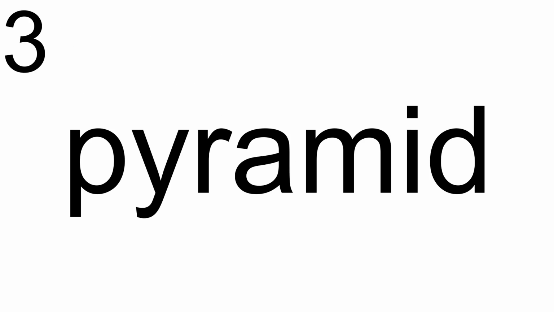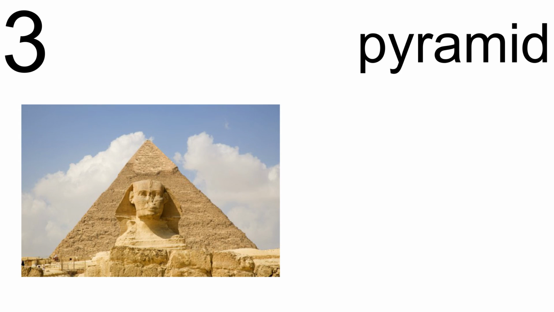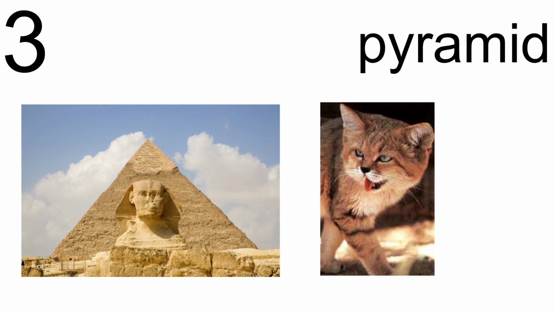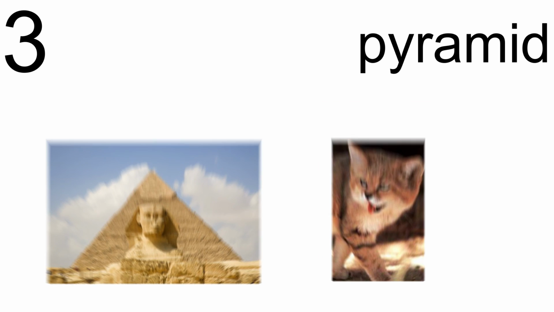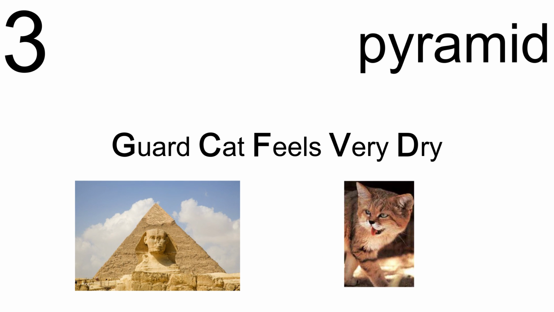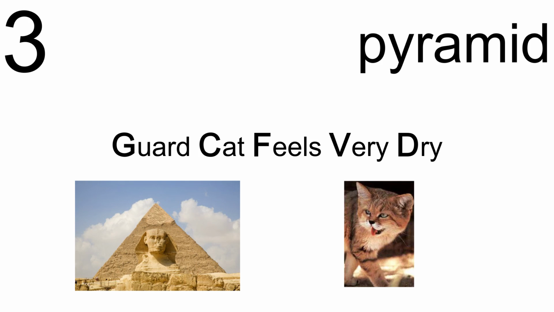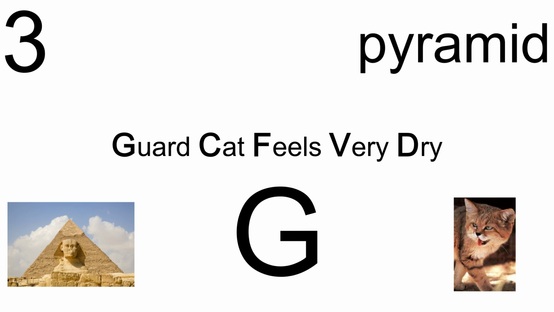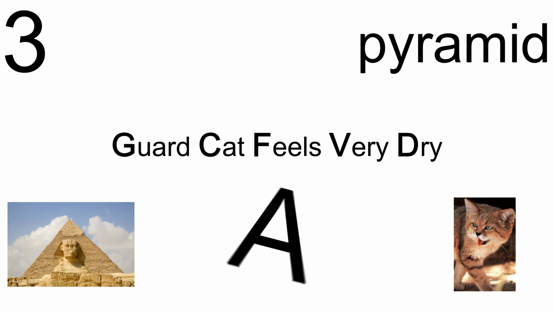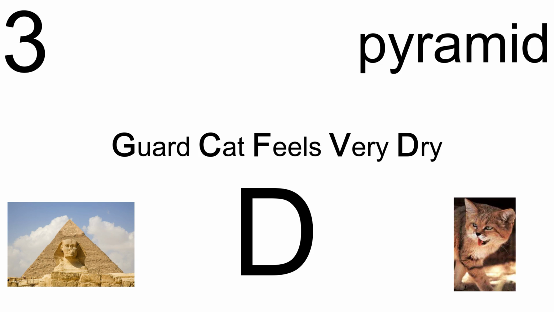So number 3 should make you think of a pyramid, a triangle. It's a little known, completely made up fact that in ancient Egypt they used guard cats instead of guard dogs. The phrase is, guard cat feels very dry. Yeah, because it's like really hot. Poor little guy. 3. Pyramid. Think the phrase and say the notes. G, C, F, A sharp, D.